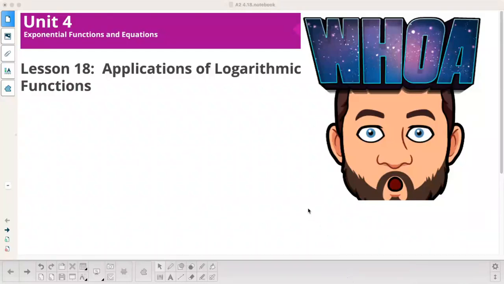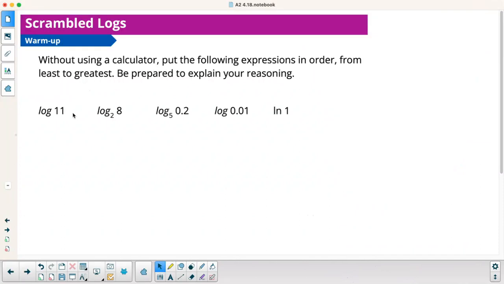Okay, Illustrative Mathematics, Algebra 2, Unit 4, Lesson 18 is called Applications of Logarithmic Functions. All right, the warm-up here. Without using a graphing calculator, put the following expressions in order from least to greatest.